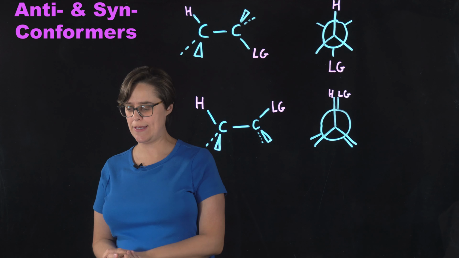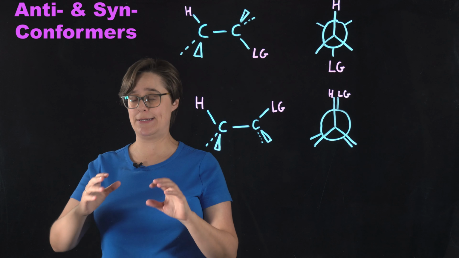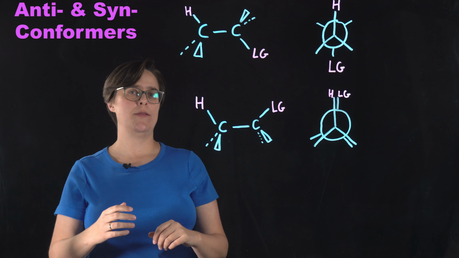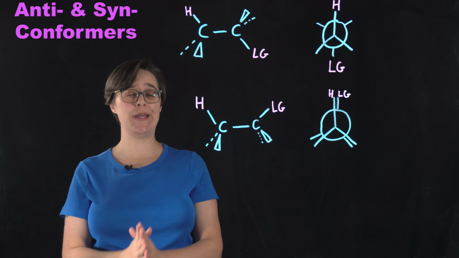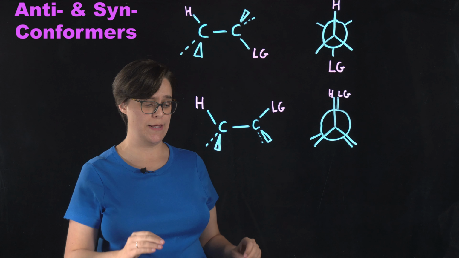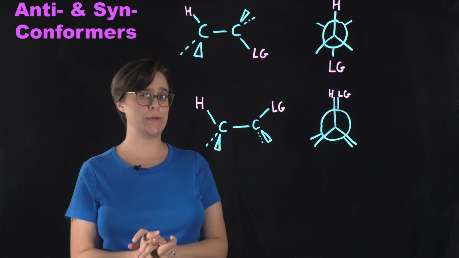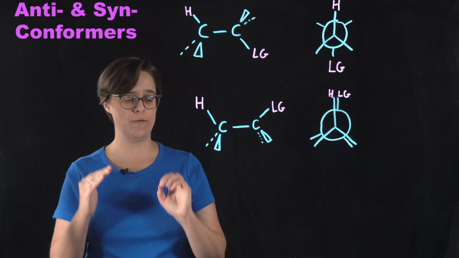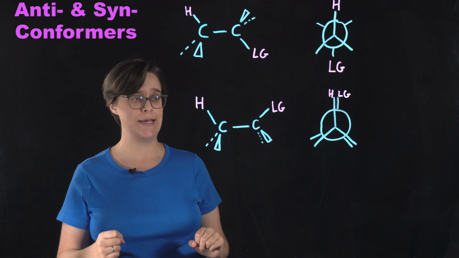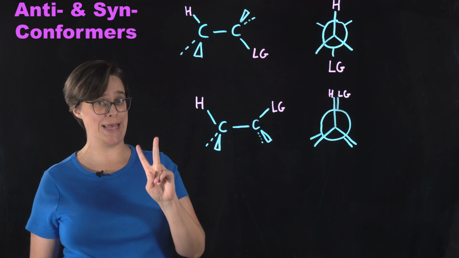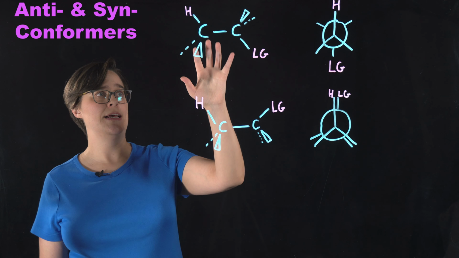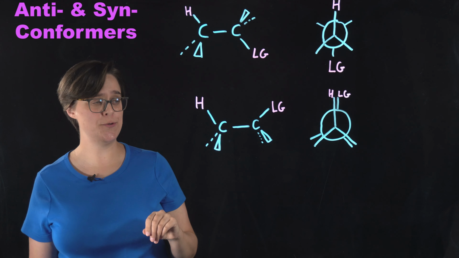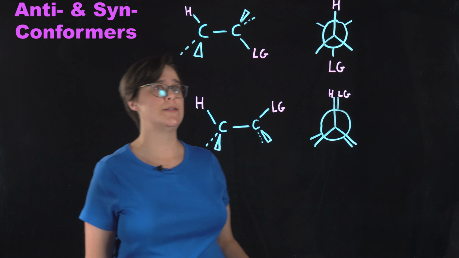Basically, because E2 is a concerted mechanism that happens all in one step, that means we have a bunch of bonds that are all breaking and forming all at the same time. And because of that, our orbitals need to be overlapping in really specific ways for this mechanism to actually occur. And there are 2 and only 2 conformations about this bond that actually work to get E2 to happen, and this is it.